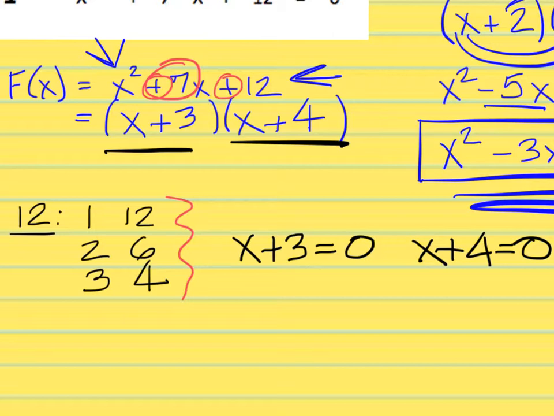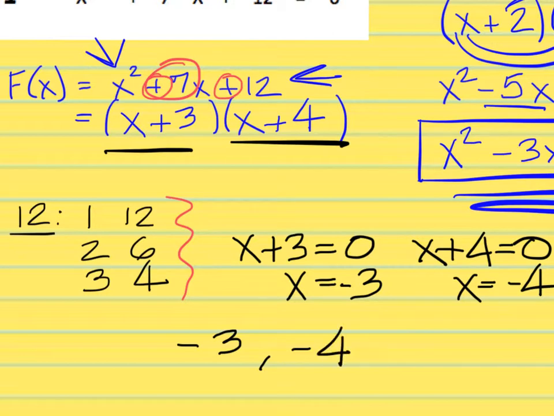To solve it, you have to get x by itself. So your first move is to move the constant over to the right, change the sign. And there's nothing left to do. Same thing over here. Move the constant to the right. There is nothing left to do. So your zeros for the function are -3, -4.